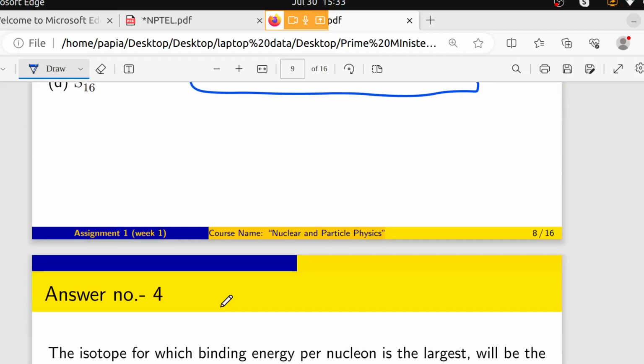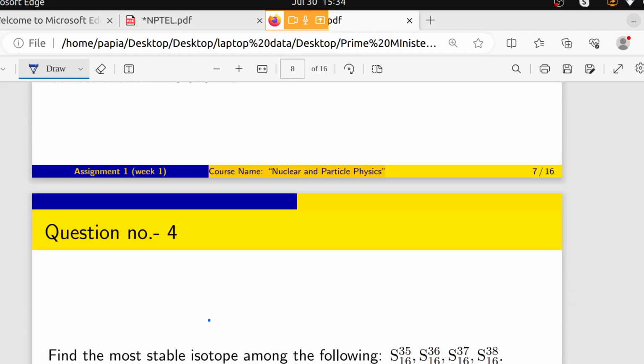So most stable isotope means what? The isotope for which binding energy per nucleon is the largest will be the most stable isotope. That is the main important thing in that question, that binding energy per nucleon. Okay. So the isotope in which binding energy per nucleon is the largest one will be the most stable isotope. So for that we have to calculate EB for each and every isotope.